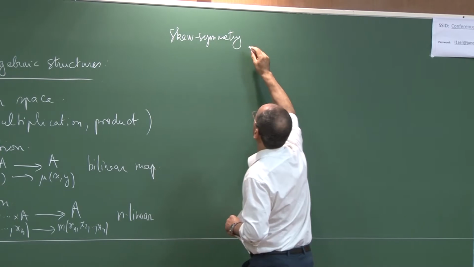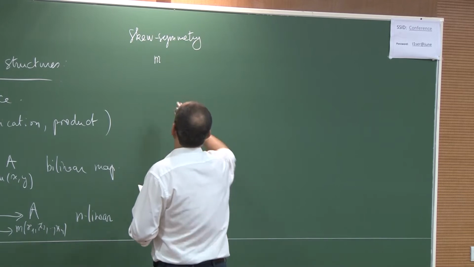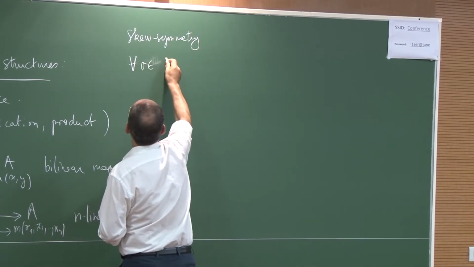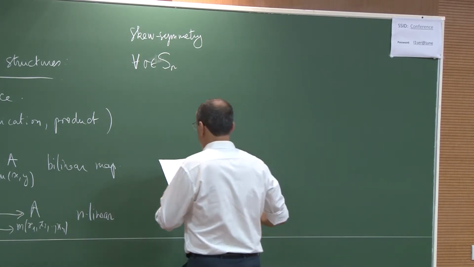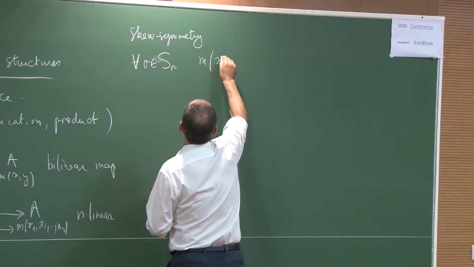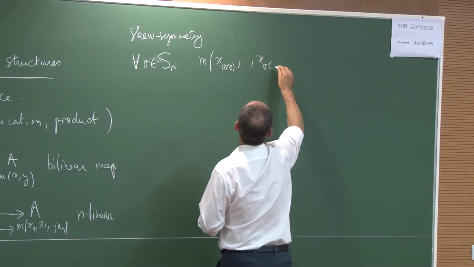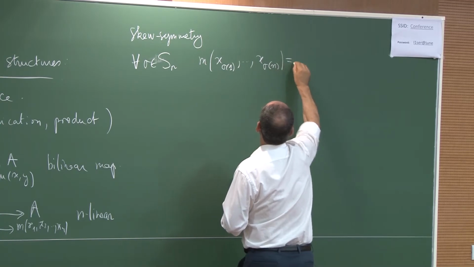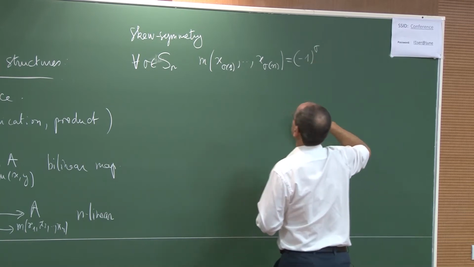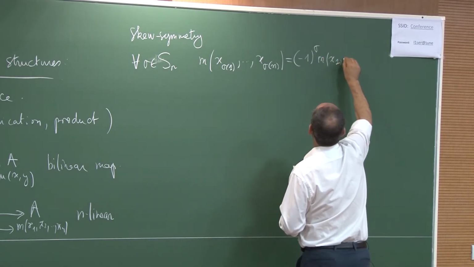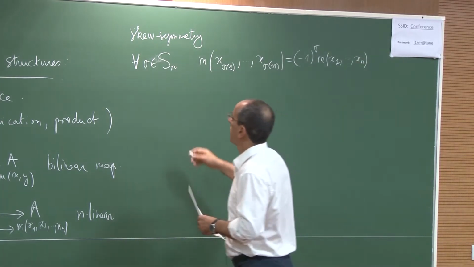We say that M is skew symmetric. Skew symmetry means that, in general, for sigma belonging to the permutation group Sn, we should have M of x sigma 1, ..., x sigma n equal to (-1) to the power of the signature of sigma, times M of x1, ..., xn.